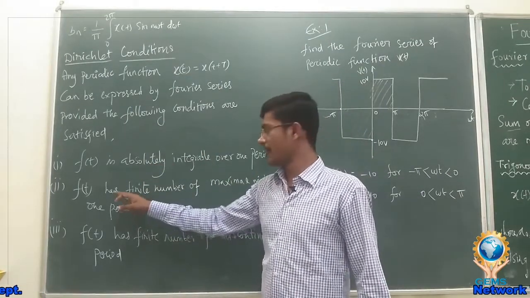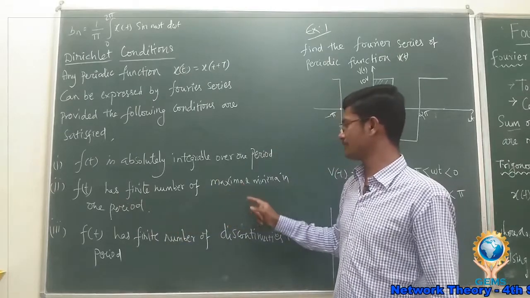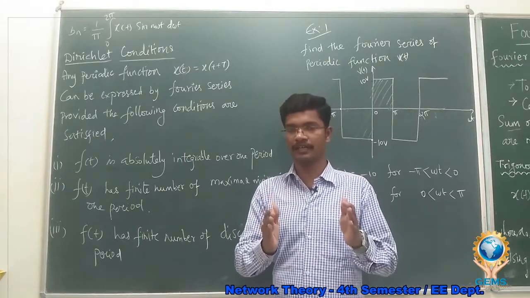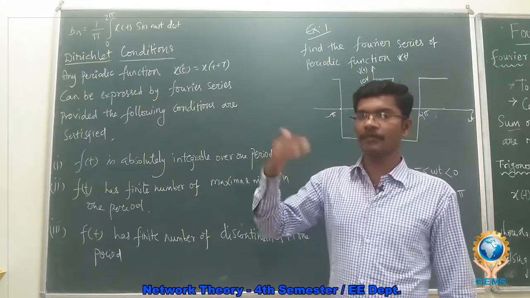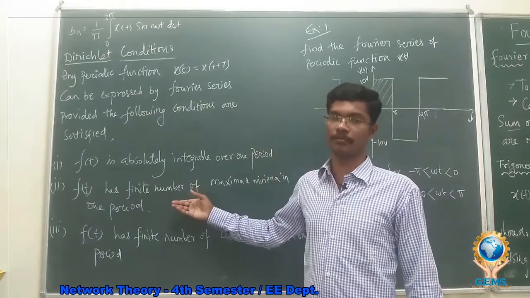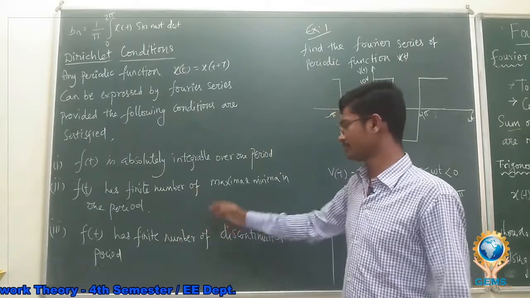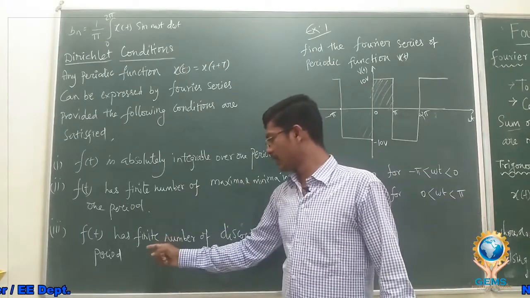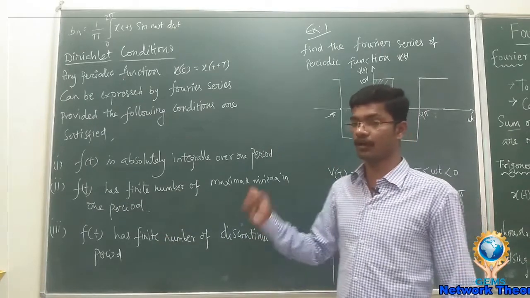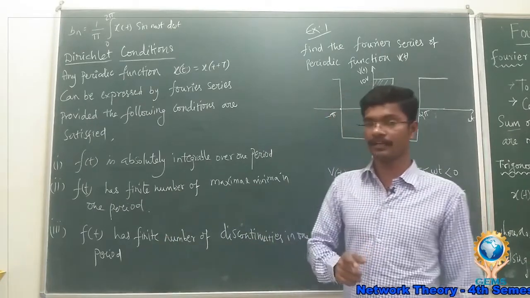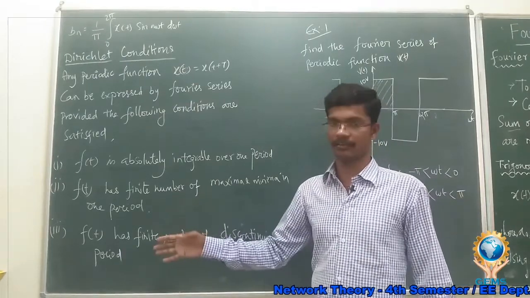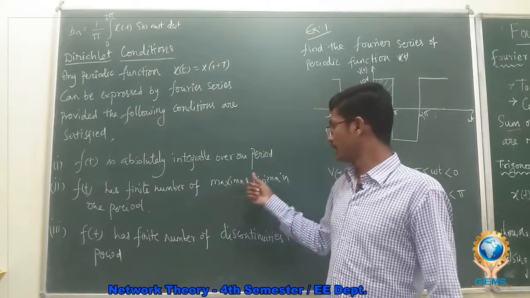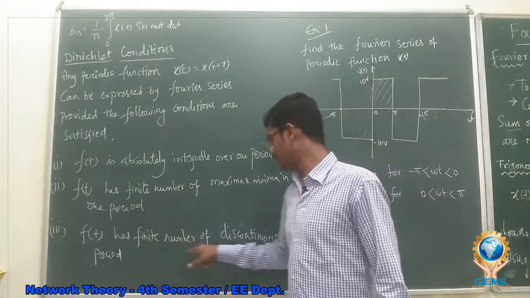Second condition, f of t has a finite number of maxima and minima in one period, which means in a particular period there should not be an infinite number of maxima and minima. It can be a finite number of maxima and minima. Third condition is f of t has a finite number of discontinuities in one period. The main keyword is finite number. A finite number of maxima and minima can be there, and then a finite number of discontinuities can be there.